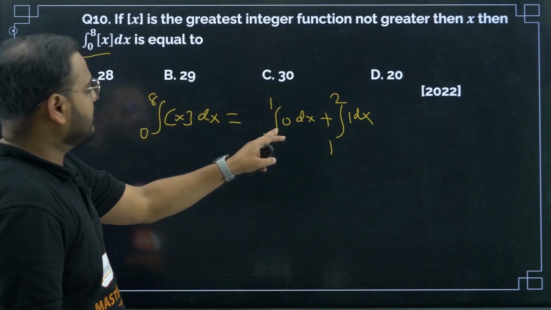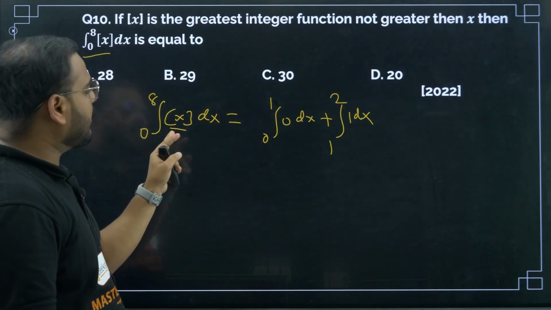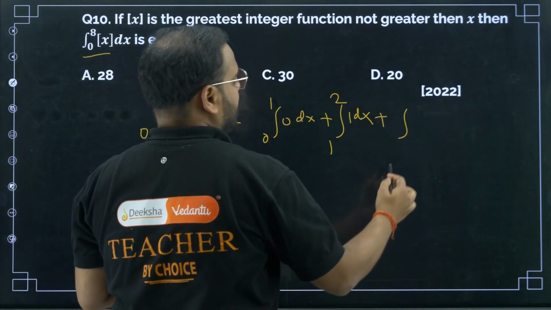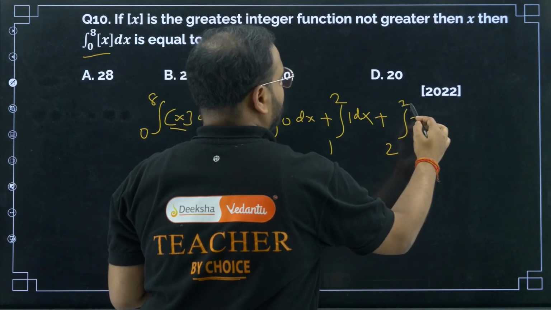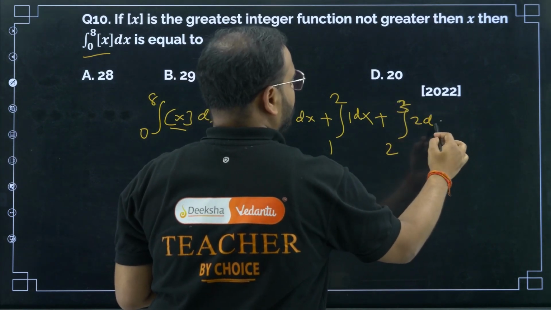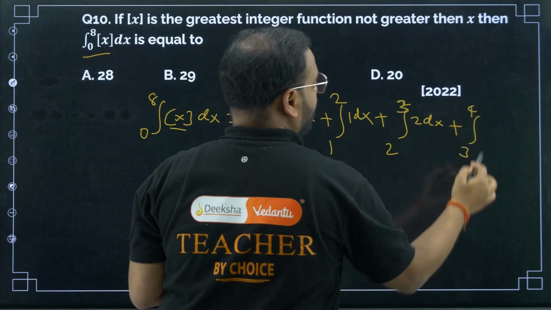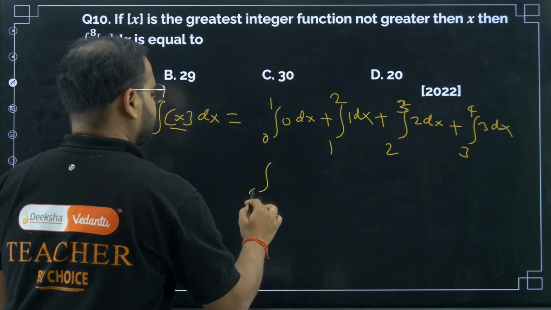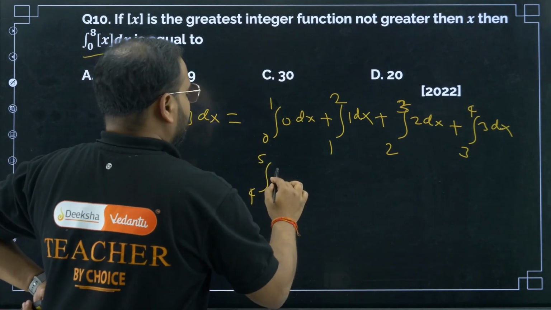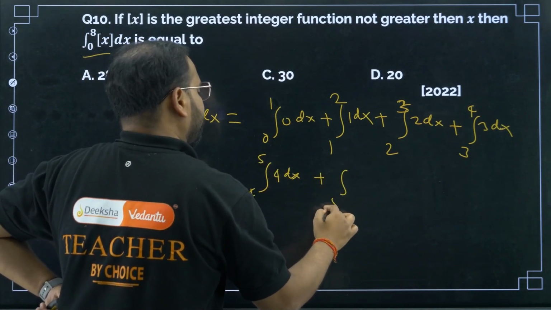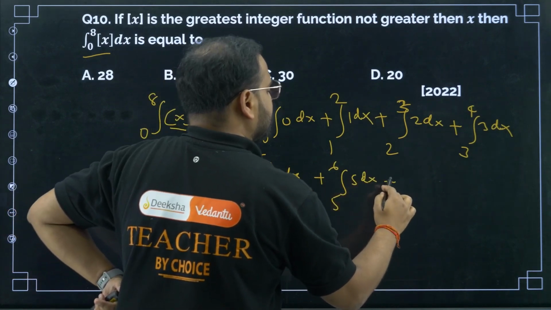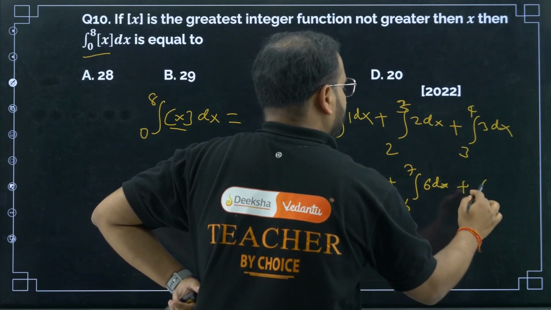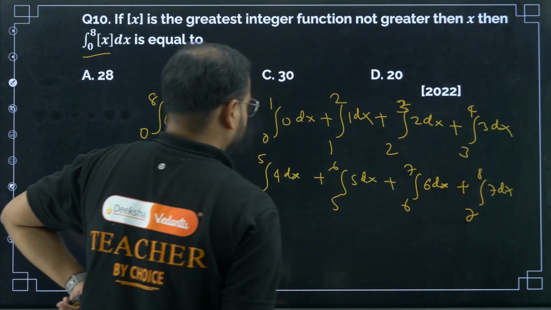From 0 to 1, this greatest integer bracket will become 0. From 1 to 2, the greatest integer will become 1. From 2 to 3 it will become 2. From 3 to 4 it will become 3. From 4 to 5 it will become 4, and 5 to 6 it will become 5. Then 6 to 7 it will become 6, and 7 to 8 it will become 7, right? So please have a look.